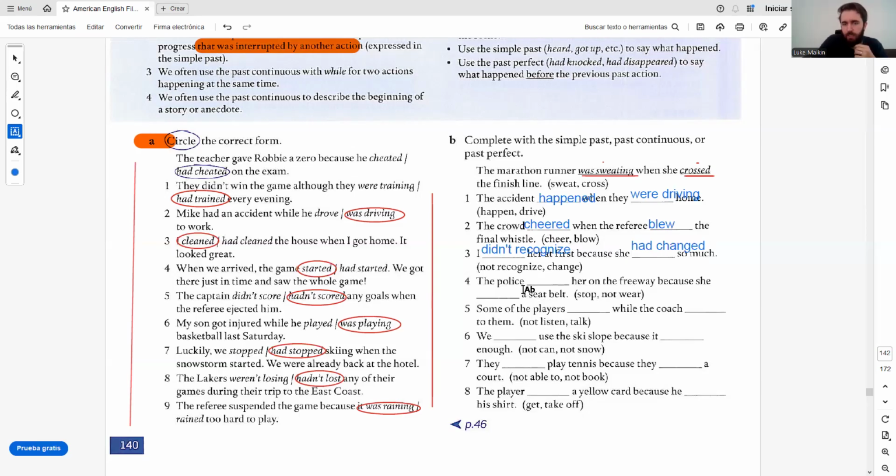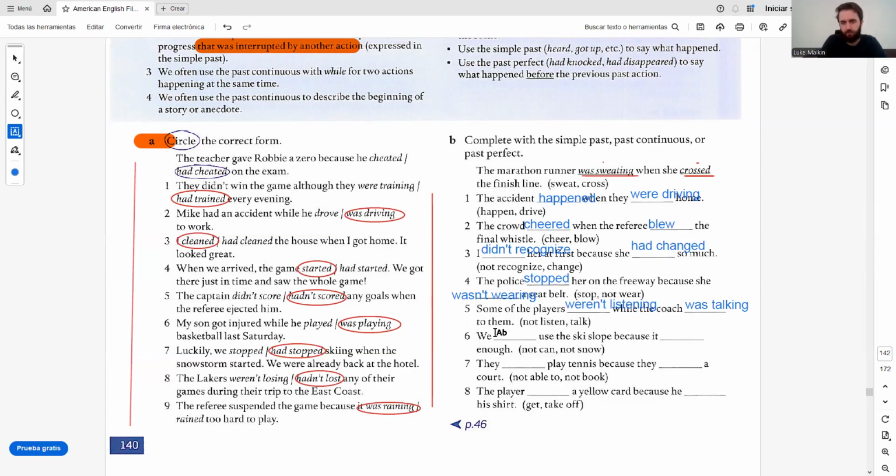Number 4, the police stopped her on the freeway because she, in progress, wasn't wearing. Number 5, some of the players, in progress, but negative, weren't listening while the coach, again in progress, was talking to them. Number 6, not can. Okay.